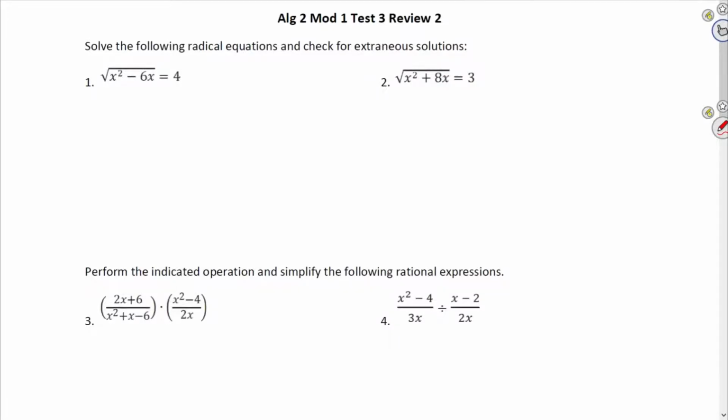This video goes over a review that I made for Algebra 2 Module 1 Test 3. Again, as with all of my review videos, I do not recommend that you simply watch the video and copy down the answers and think that you've got it, okay? That's what's called the fluency illusion, where I see this on my paper, I see that I wrote it, I think that I can do it because I can see my handwriting, but actually if you're given the problem brand new without any reference material, you can't do it on your own.